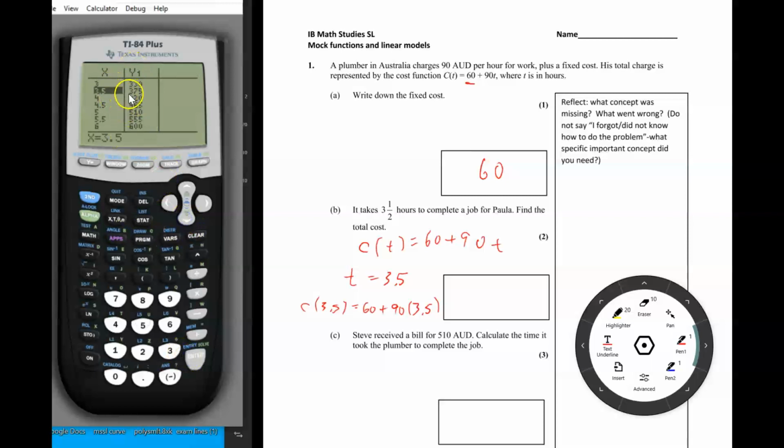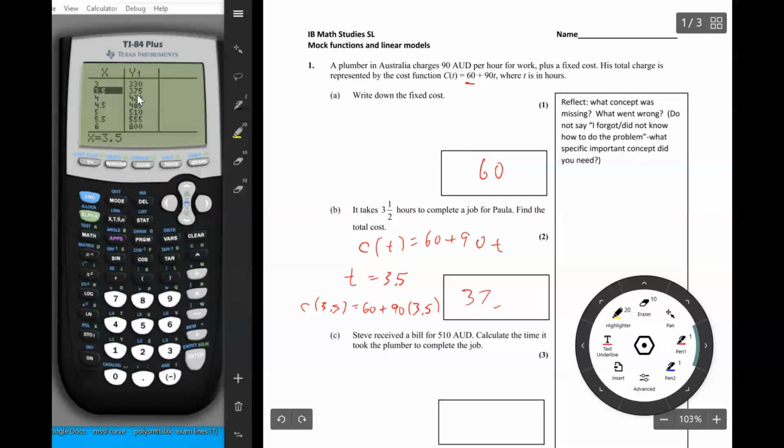And in this case, I can see that the y value that corresponds to t equals 3.5 or x equals 3.5 is 375. Okay, and the other way, of course, I could do it is I could actually do 60 plus 90 times 3.5, and that would actually give me 375.